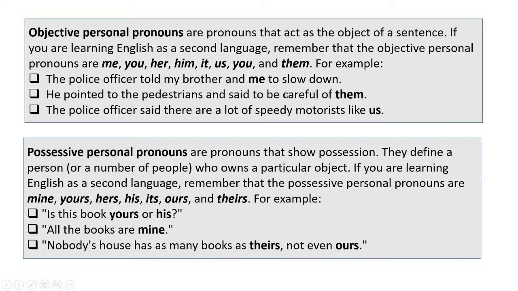Why do we call them objective personal pronouns? Because in a sentence there is subject, verb, and object. The pronoun placed on the object, that's why we call them objective personal pronouns. Okay.